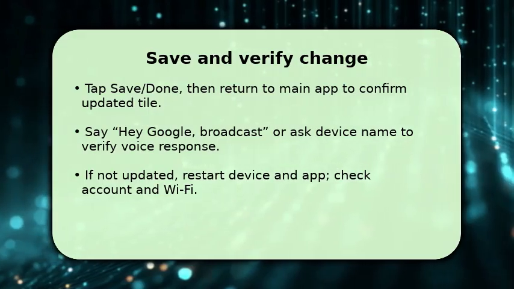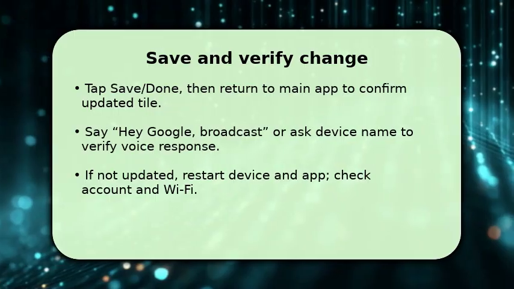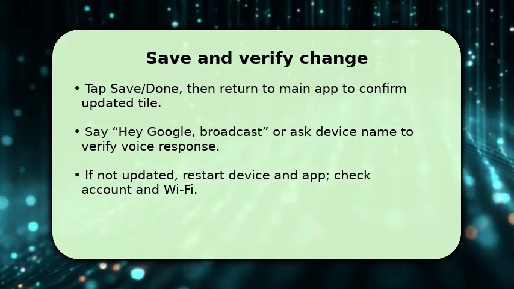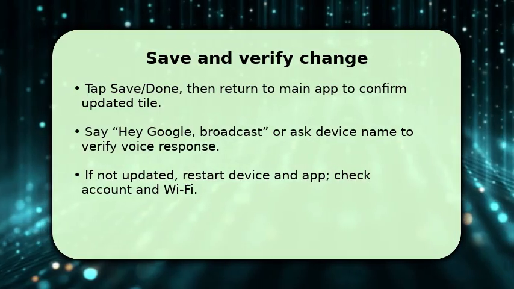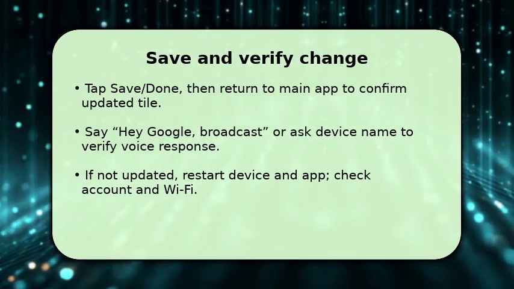If the name doesn't update, restart the Google Home device and force close the app, then reopen. Make sure you're on the same Google account and Wi-Fi. These troubleshooting steps fix the common sync issues quickly.